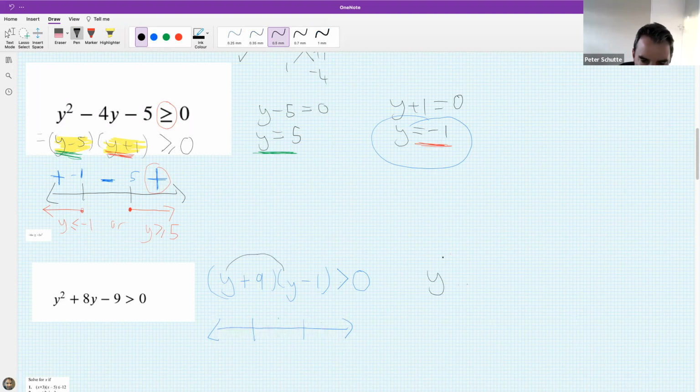So y squared minus y plus 9y and then minus 9, which gives me that. Yes, guys. So this is wonderful that we picked that up. And so now my critical values are going to be minus 9, and the other critical value is going to be 1. Well done.